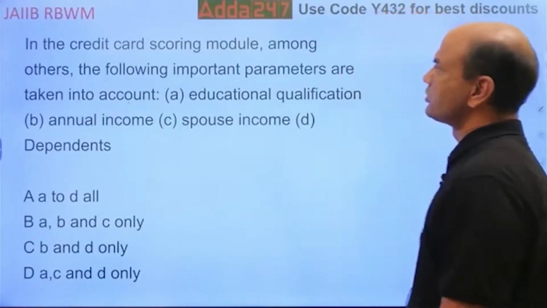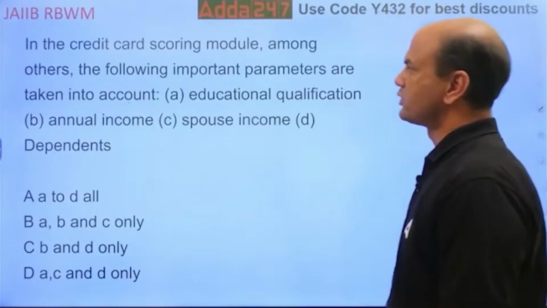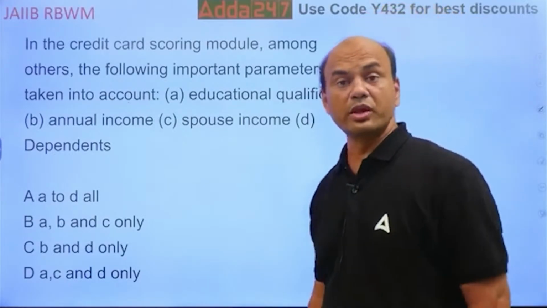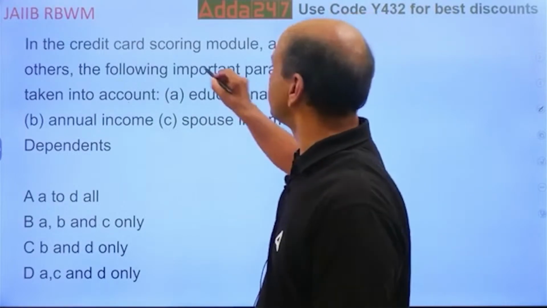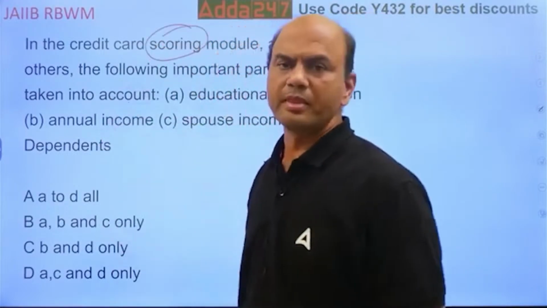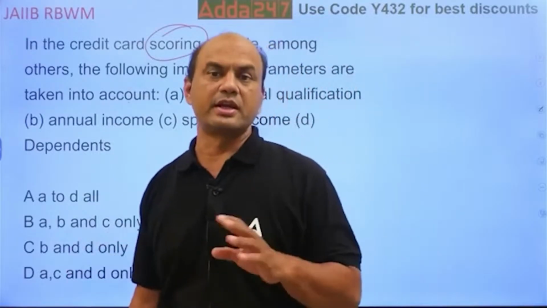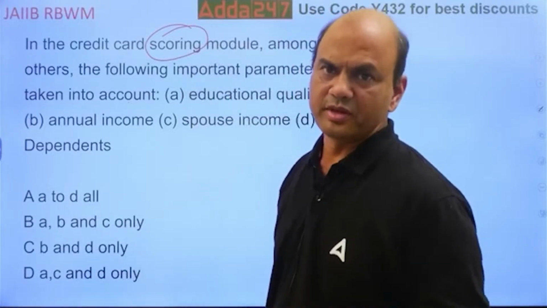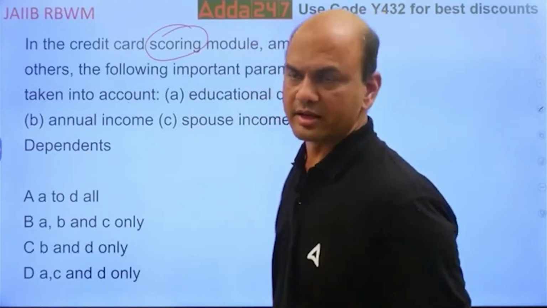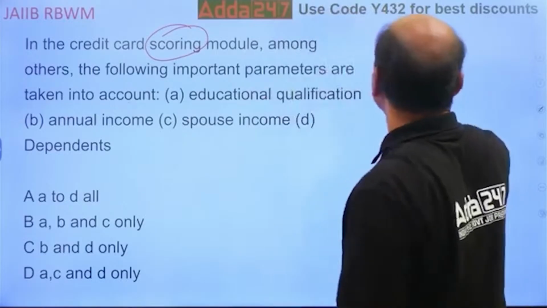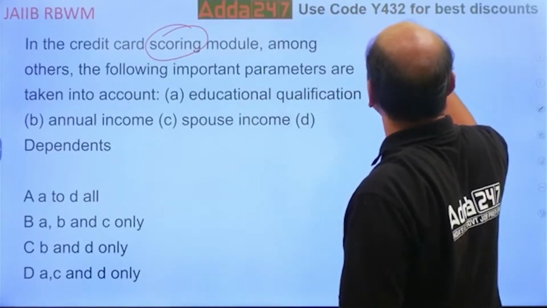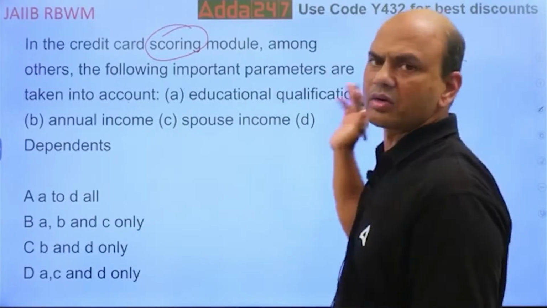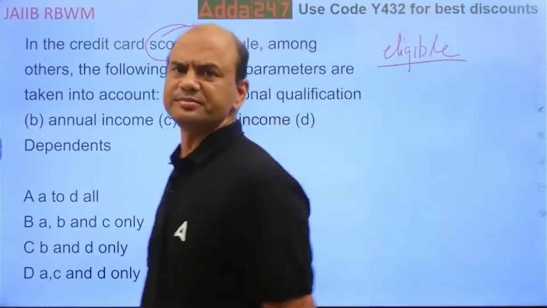In the credit card scoring module, among the others, the following important parameters are taken into account. What do you mean by the scoring module? See, there are two parts in a credit card. Whenever you sanction a credit card to anyone, one is the eligibility criteria. Eligibility means whether I should give the credit card or not.